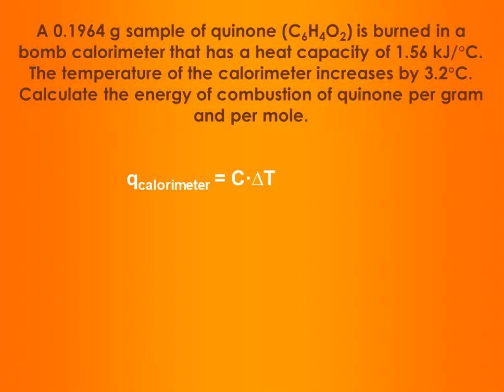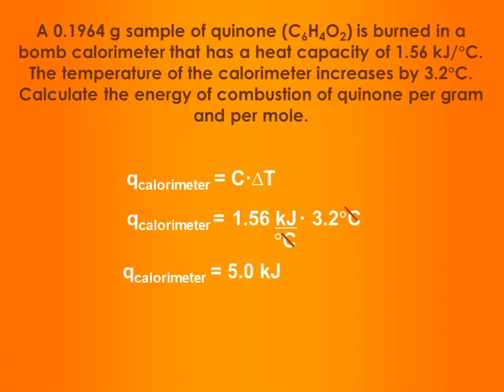We have information that would help us find the Q for the calorimeter. We have its heat capacity and we have its temperature change. So when we multiply those two together, we are able to get the amount of heat that was absorbed when the quinone was combusted, 5 kilojoules. That tells us that 5 kilojoules of heat was released when the quinone went through combustion.